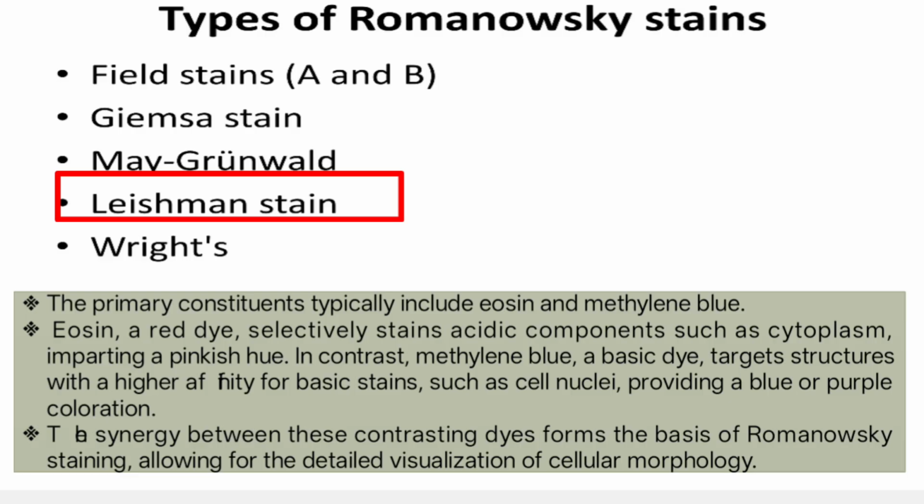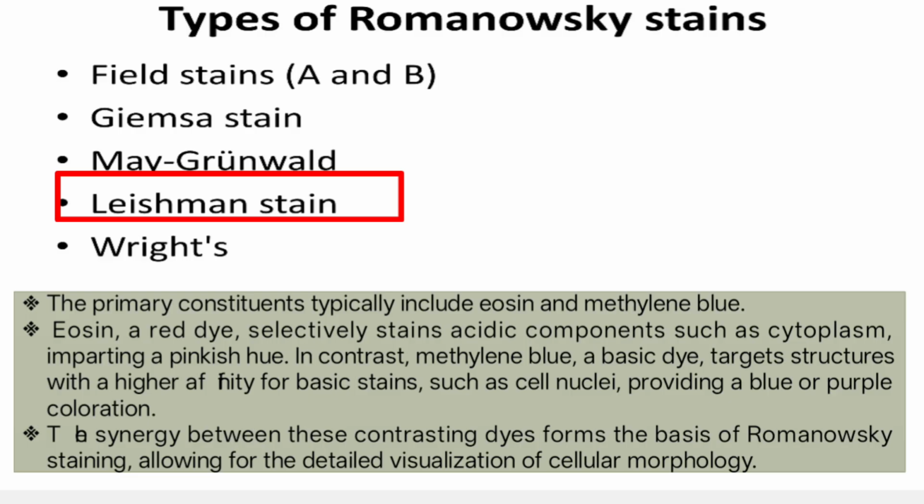All of these Romanowsky stains have common characteristics. They typically have two constituents: one is eosin, another is methylene blue. Eosin is a red dye. It selectively stains the acidic components such as cytoplasm, and it also stains hemoglobin and eosinophilic granules. After staining, it imparts a pinkish hue.